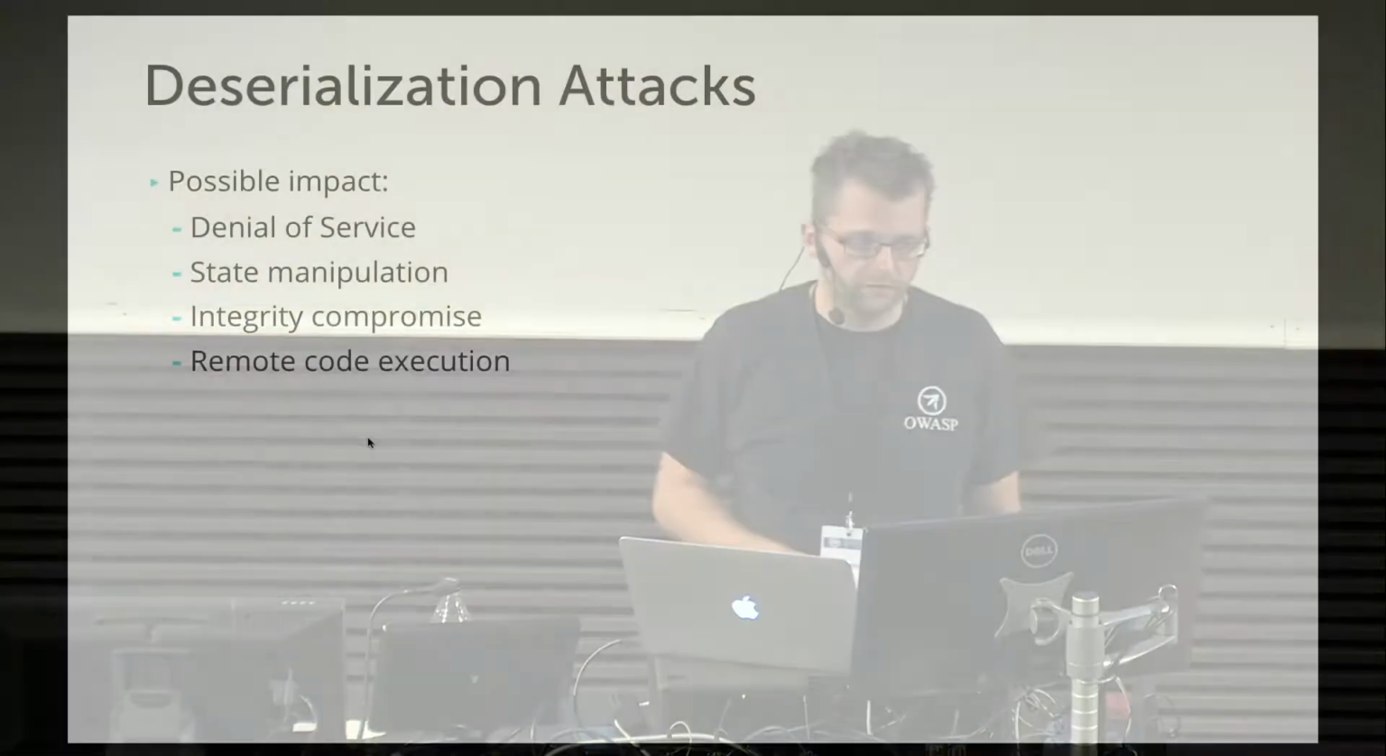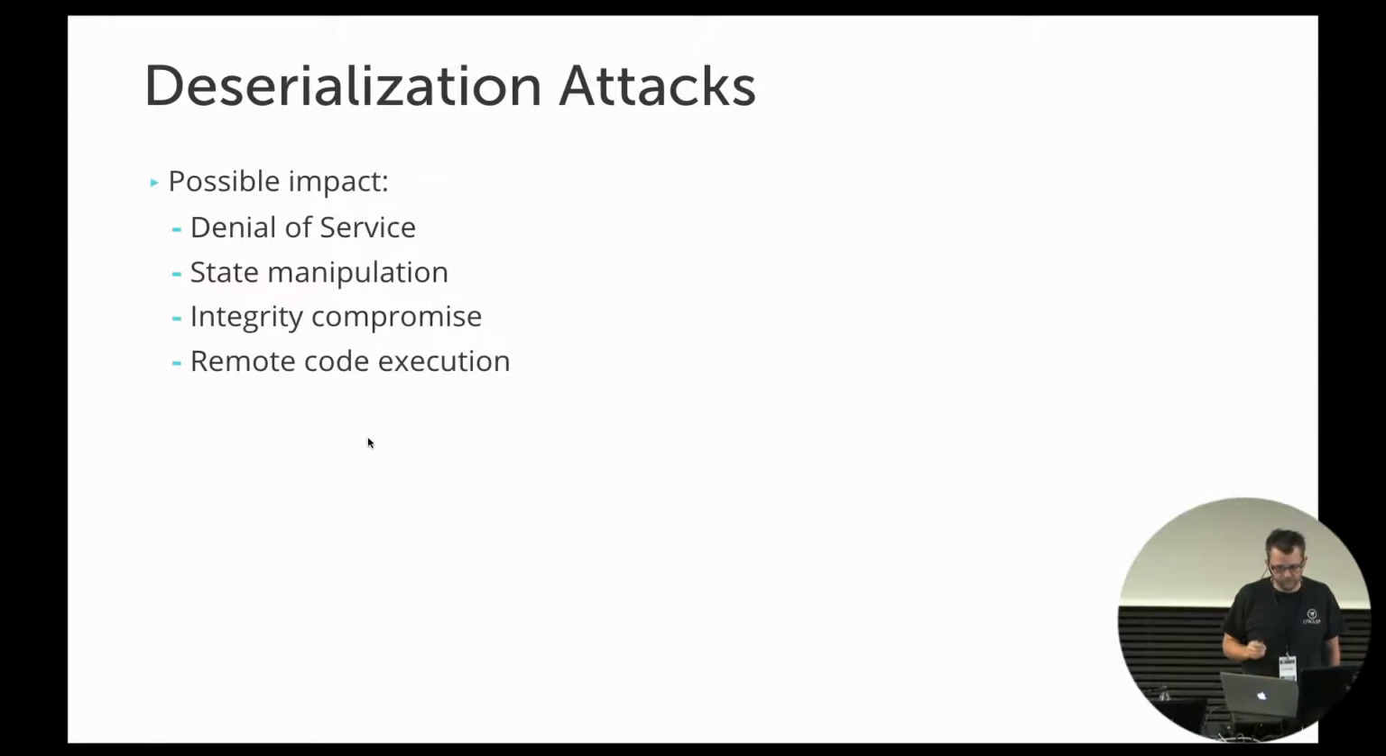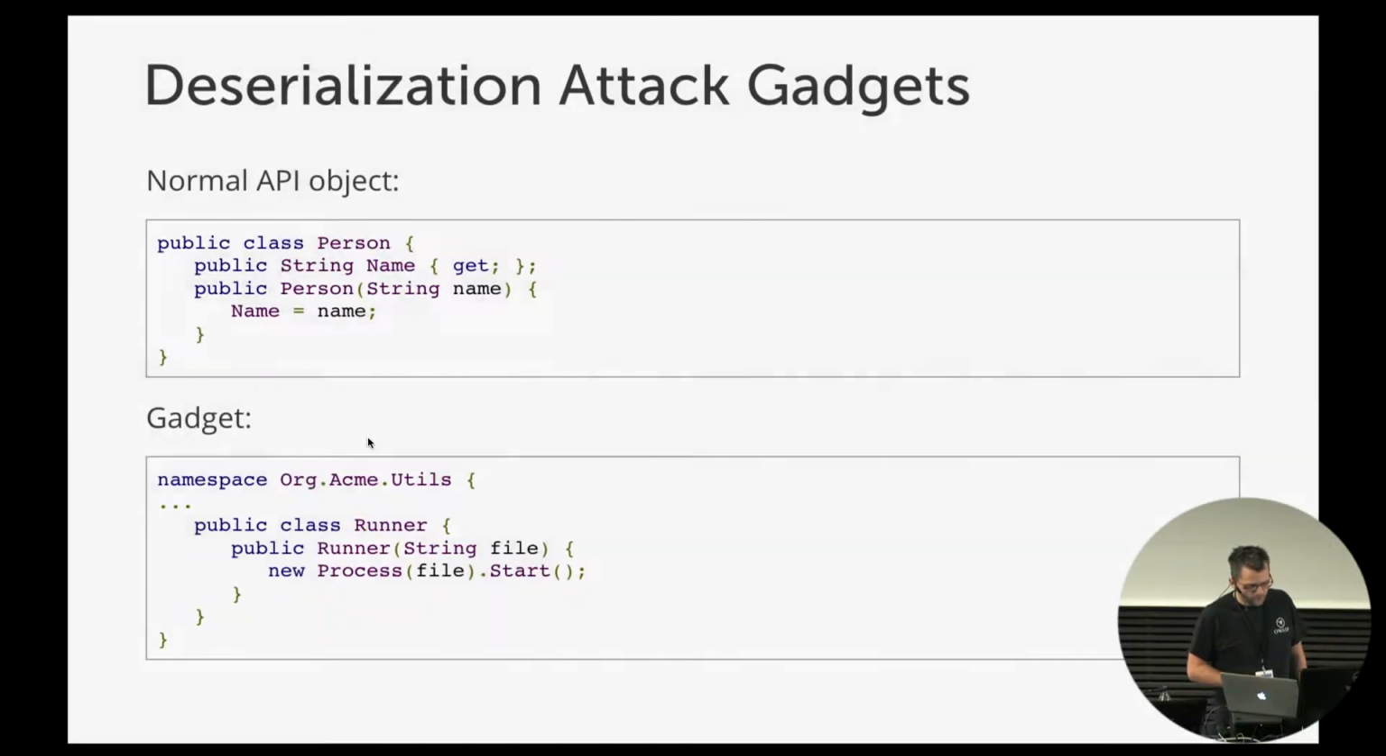And in some of these places, we can do bad stuff. So things that we could do, we could have done denial of service. We could manipulate the state on the server, even completely compromise the server, which I am going to show. But before that, we need to talk about gadgets.